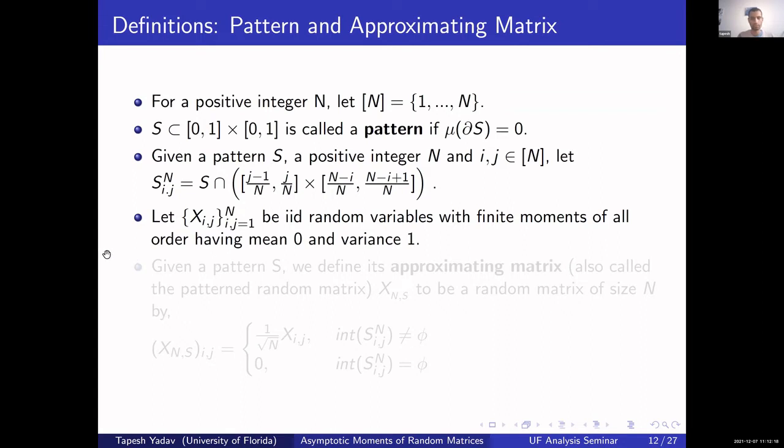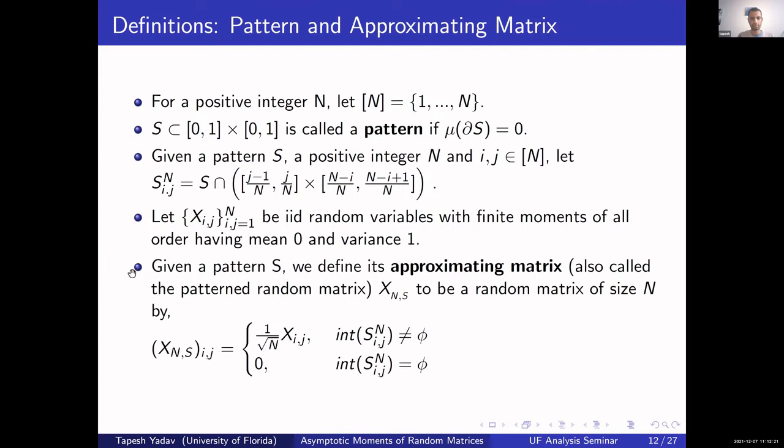And with all this information, we can create a matrix out of a given pattern. So given a pattern S, we define its approximating matrix, also called the pattern random matrix X_n^S, to be a random matrix of size n by the following formula. The ijth entry of the random matrix X_n^S is given by 1 over square root n times x_ij if the set S_ij^n has non-empty interior, and it equals 0 if S_ij^n has empty interior.